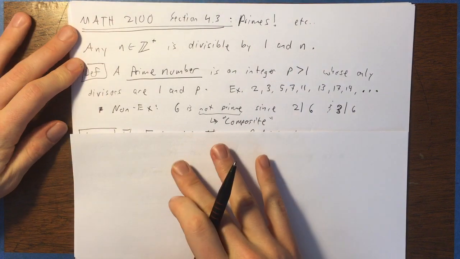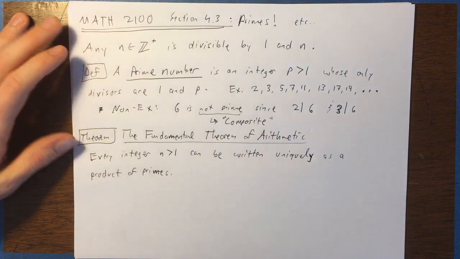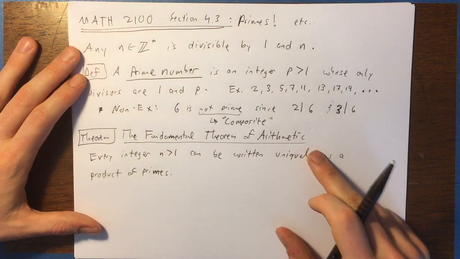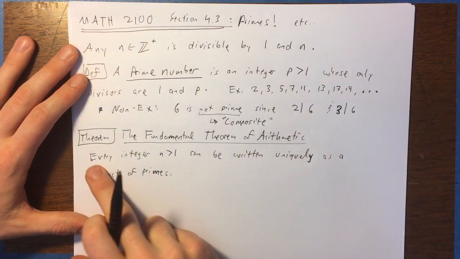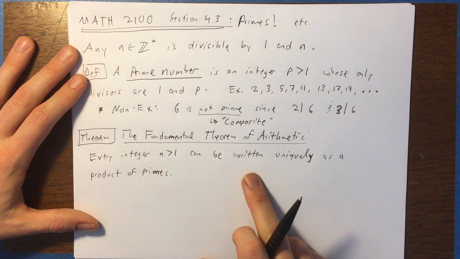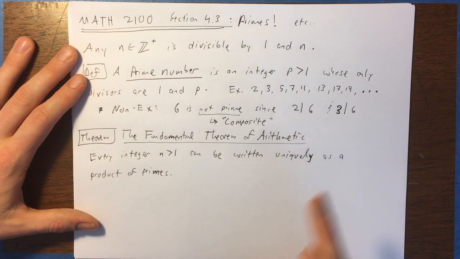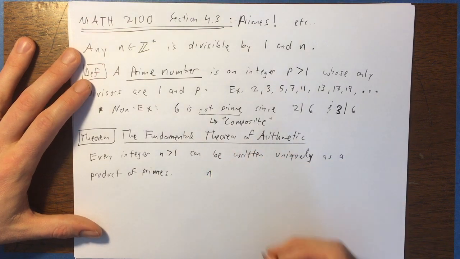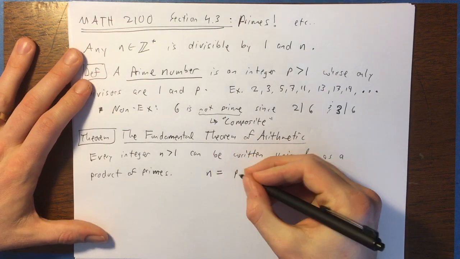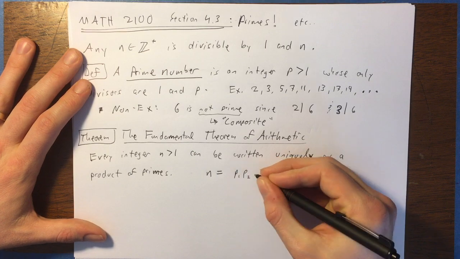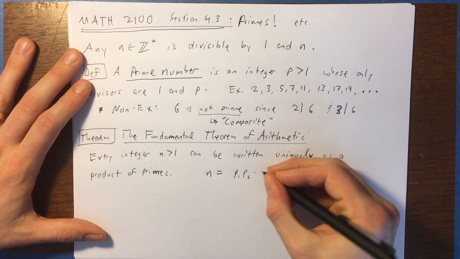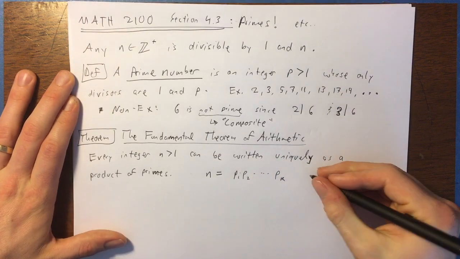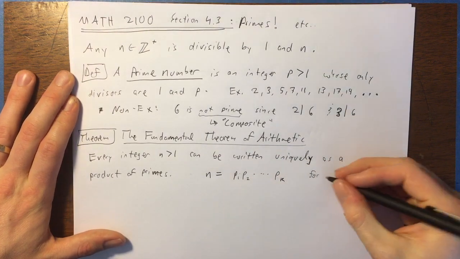So that segues into the next thing I've got on here, which is a theorem. This is called the fundamental theorem of arithmetic. It says that every integer n greater than 1 can be written uniquely as a product of primes. What that means is that any integer n greater than 1 can be written as a bunch of prime numbers multiplied together: p1 times p2 times ... times pk, for some k, however many primes you need.